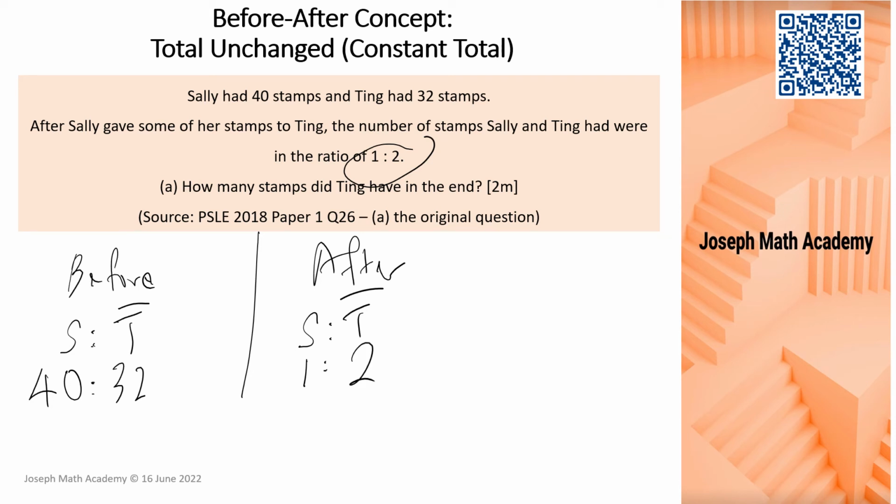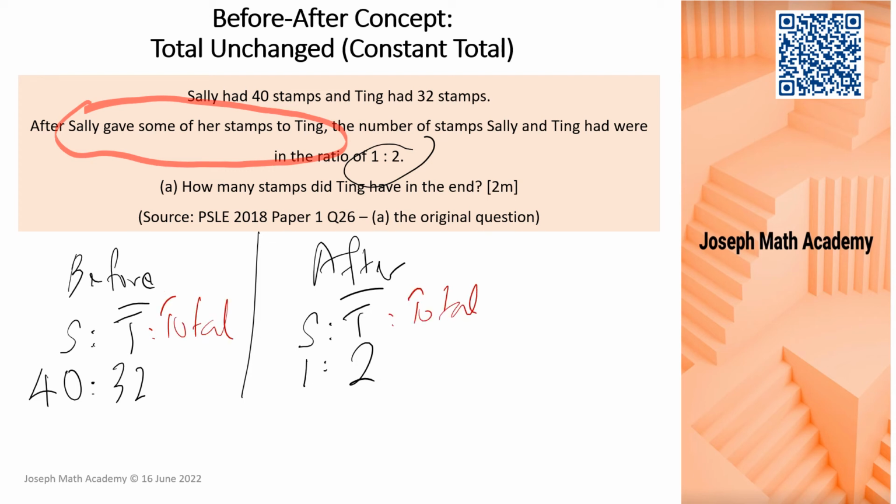Now, since Sally gave stamps to Ting, we already know long time ago, just now, that it is internal transfer, total unchanged. So I'm going to introduce total here and total here. So we should be able to know the total before and the total after. For the total before, we will take the before ratio. That is 40 plus 32, that is 72. And then the total after is 1 unit plus 2 units, that is 3 units.